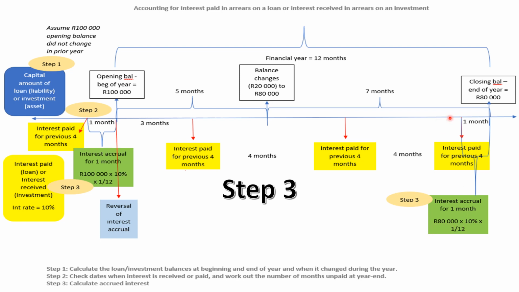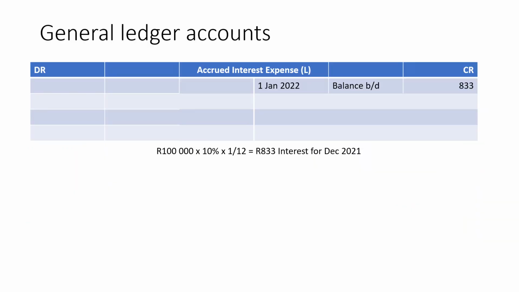Now the balance is 80,000 in this period, and the interest hasn't been paid for 1 month on that 80,000. So the only difference between the 1 month at the end of the previous year and the 1 month at the end of this year is that it's now on a lower balance, because during the year the capital on the loan was repaid. So this is the calculation that we would do to work out the interest accrued, so that we could then do the journal entries for the accrual and for the reversal of the previous year's accrual. So let's now go and look at what the general ledger accounts would look like.